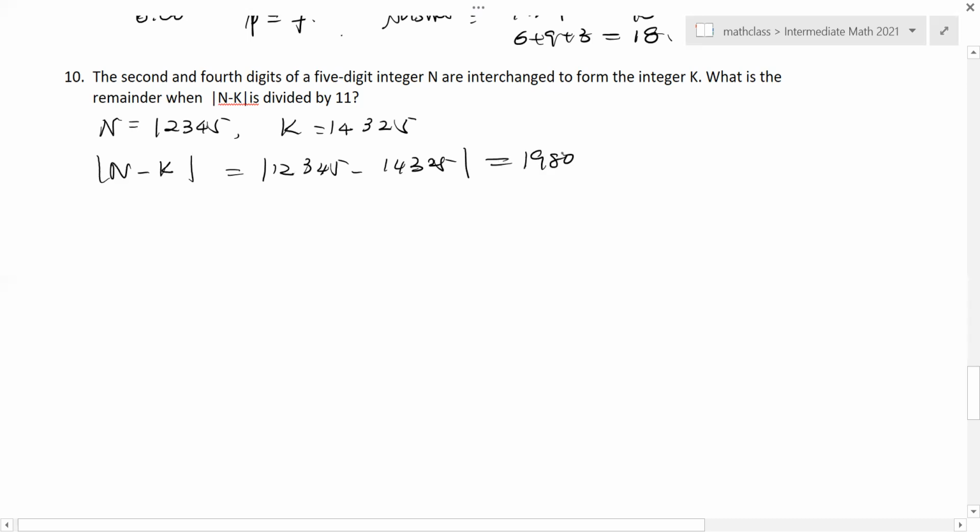And you get 1980. Wow, 1980. And of course, it has many factors. And this is divisible by 11, so let's divide by 11. When I divide by 11, I get an integer.